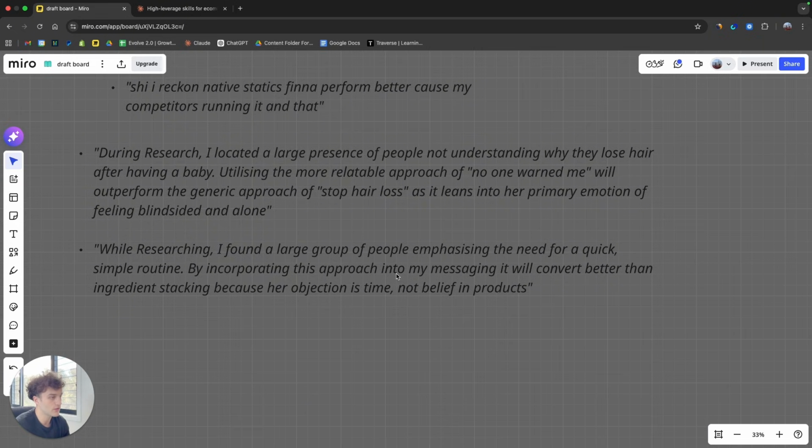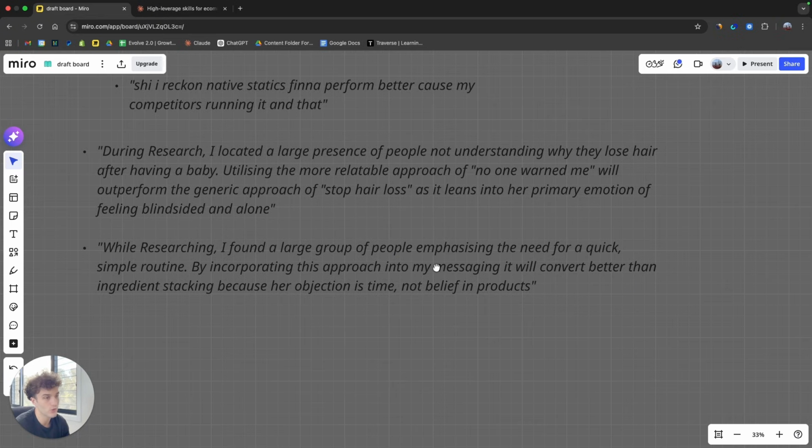While researching, I found a large group of people emphasizing the need for a quick, simple routine. By incorporating this approach into my messaging, it will convert better than ingredient stacking, because her objection is time, not belief in products. So essentially what I'm saying here is identifying what objections people have, and then utilizing your script to target them.